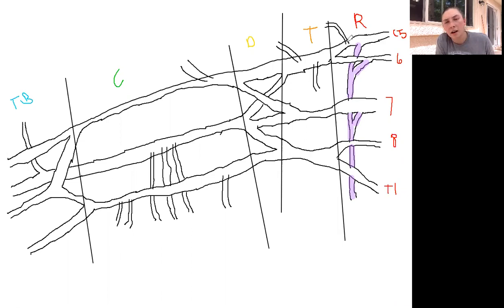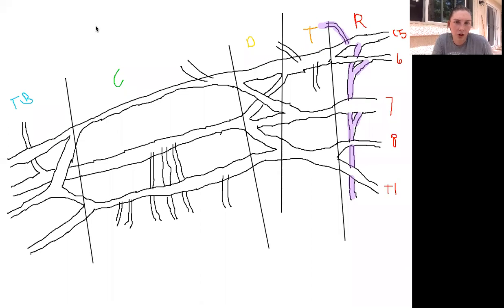And then after the long thoracic nerve, we have the dorsal scapular nerve that branches off of C5. The dorsal scapular nerve supplies the levator scapulae and then the rhomboid major and minor. And that's it for the branches of the roots. Okay.